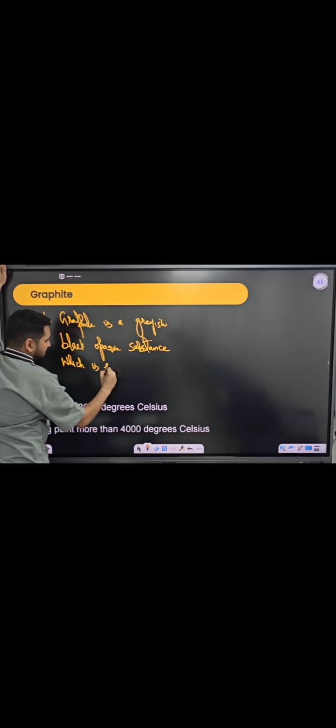Grayish black opaque substance which is slippery to touch.